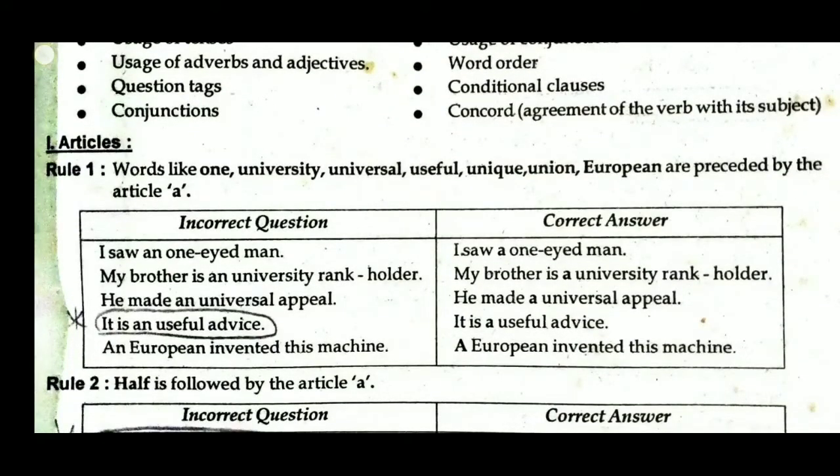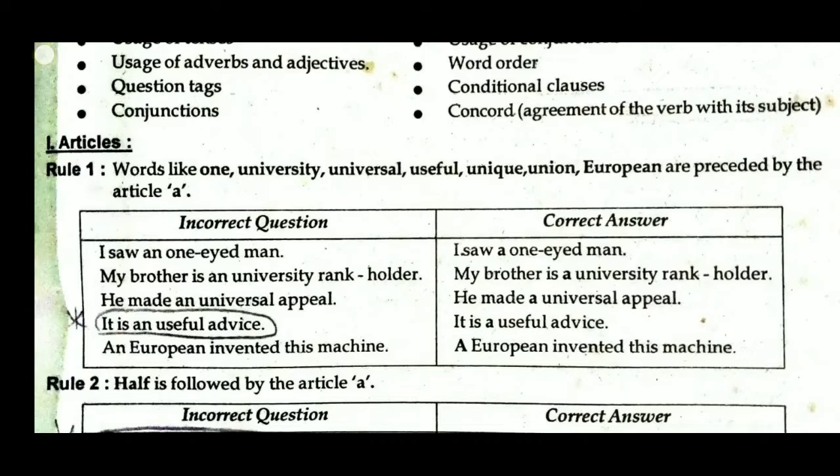Rule 1. University, universal, useful, unique, union, European are preceded by the article a. How? Actually, these are all article rules. A, E, I, O, U. If a word starts with A, E, I, O, U, then you have to use an. That's the rule. But these are all exceptional cases.